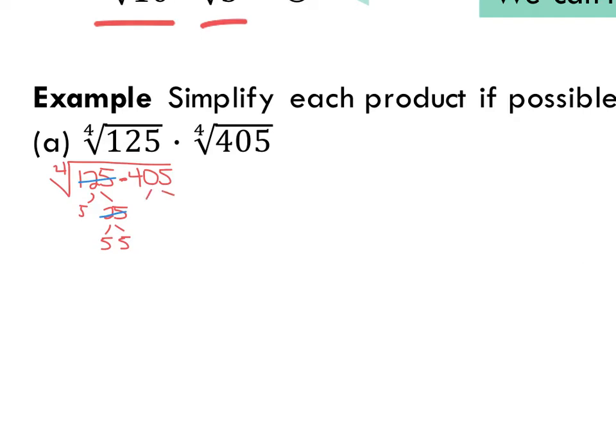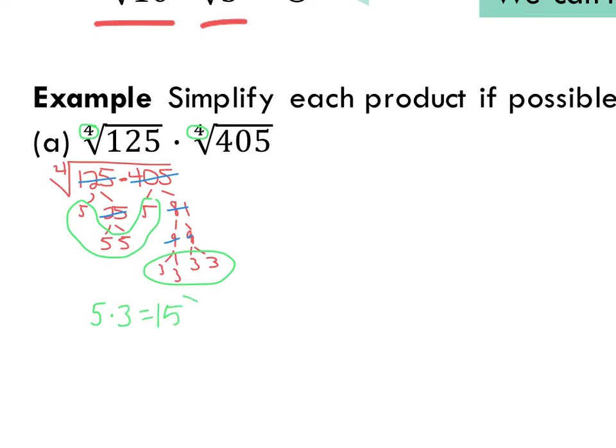405, if it ends in 5, I can divide by 5. And that ends up being 81. 81 is 9 and 9, 3 and 3. That's a 9. And again, I like to cross out things I've already broken down so I don't get confused. So the next step is, remember, if I have a 4th root here, that means I want sets of 4. So notice we have 4 5s and 4 3s. So I have a 5 that comes out of the radical and a 3. So our final answer is 15. And that's it.